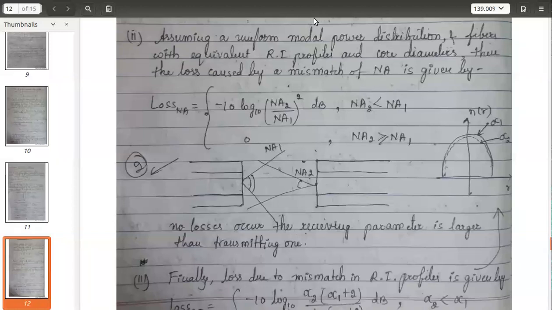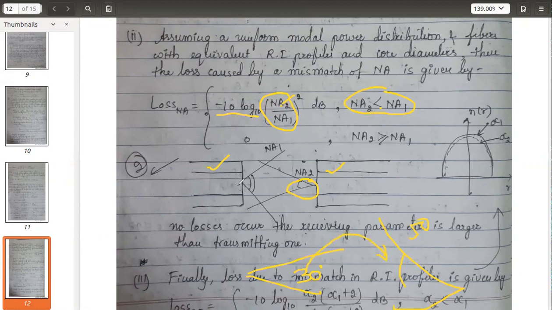The equation is minus 10 log to the base 10 in terms of numerical apertures. You can observe that the smaller value is in the numerator, and the denominator has a bigger value. And again the condition is just like the diameters, that is, 2 is less than 1. So this has a bigger value, this has a smaller value. If reversed, obviously nothing will be lost, because its acceptance angle is 30 and the other's acceptance angle is 50. So from smaller to bigger there is no problem. The problem is when a bigger value comes to a smaller value, that is the problem.